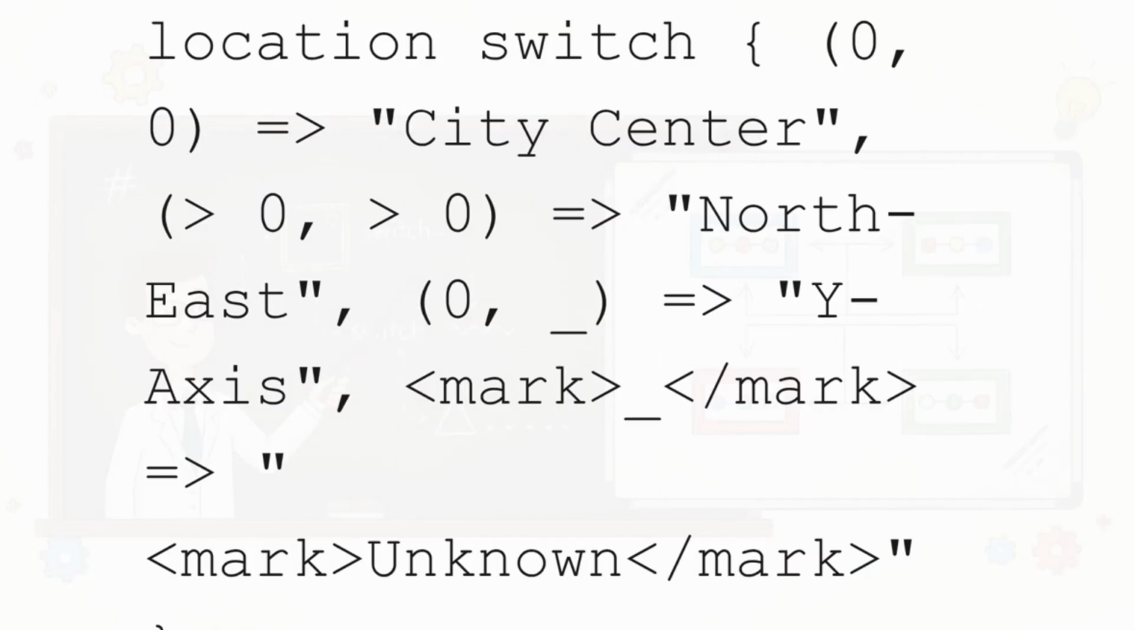And here it is. Just take a second to look at that. Isn't that clean? We're passing in our location, and the switch expression just lays out every single rule one by one. We can check for exact values like 0, 0. We can use relational patterns to check for quadrants like greater than 0, greater than 0. We can even use wildcards. This is our business logic translated directly into code with zero clutter.